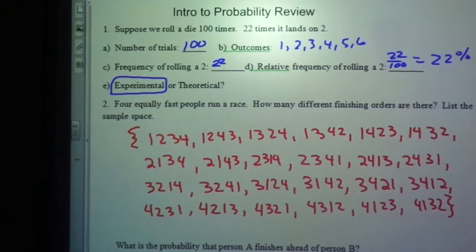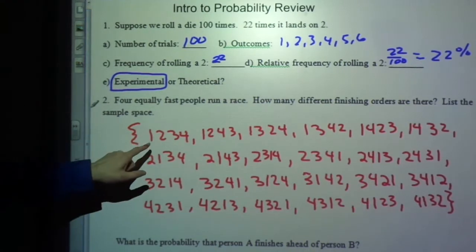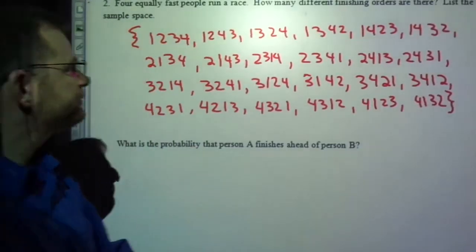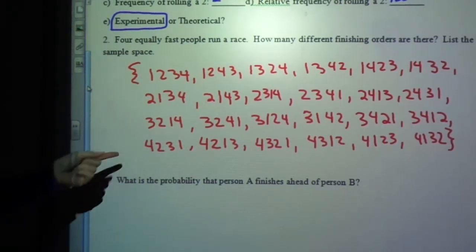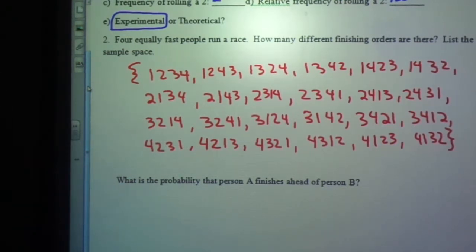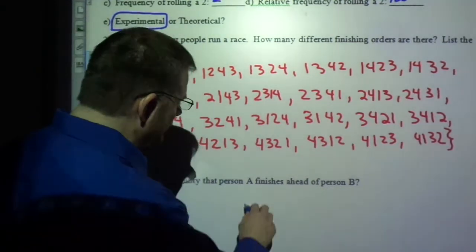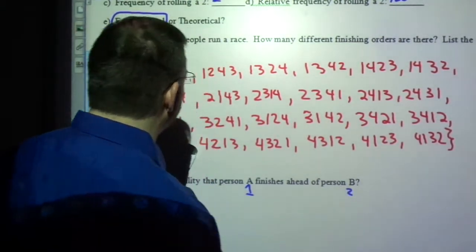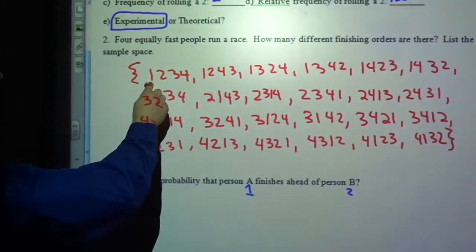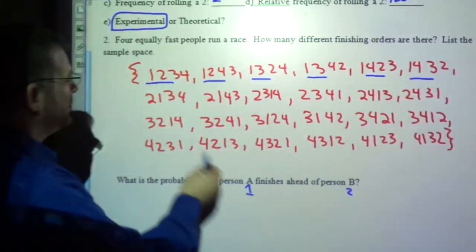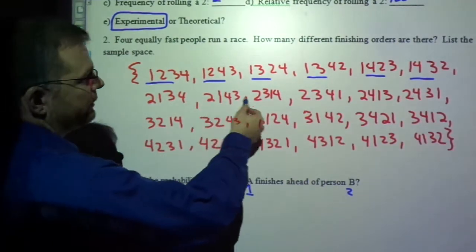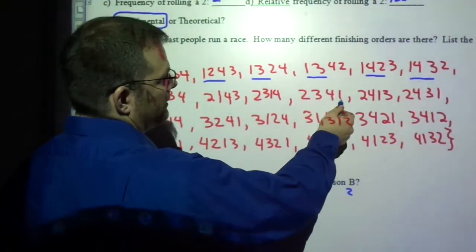I've listed out here the sample space for 4 people running. I listed the parts where number 1 finishes first, and then 2 finishes first, and 3 finishes first, and 4 finishes first. Should be 24 options. Person A over person B, let's call it person 1 ahead of person 2. That happens here, here, here, here, here. 1's ahead of him. Here 2's ahead, 2's ahead, 2's ahead, 2's ahead.